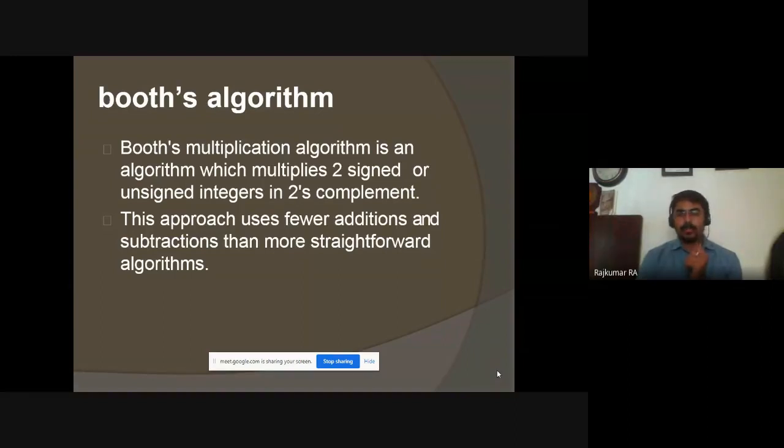So maybe two unsigned numbers will be there, or two signed numbers, or one signed number and the other an unsigned number. First of all, you should know what the ones complement and twos complement are. Probably you may know that. Otherwise, you can go through it once again, not a problem. This approach uses addition and subtraction to perform the multiplication.